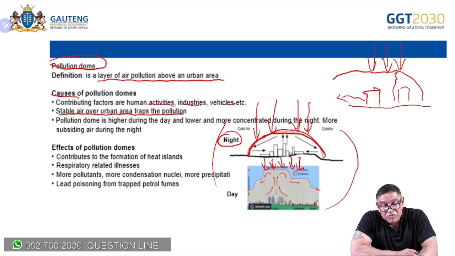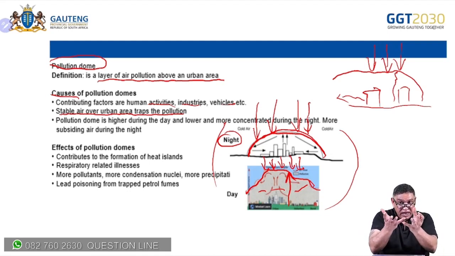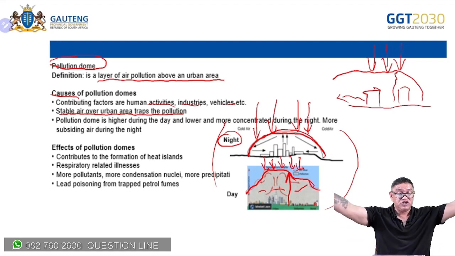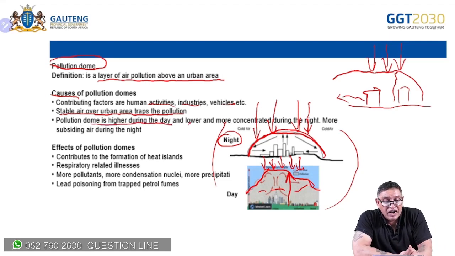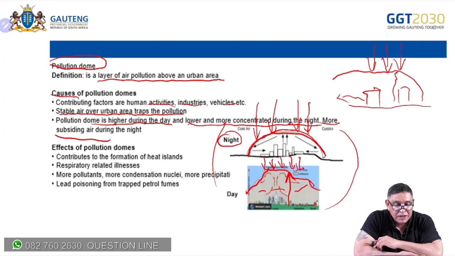Now what happens? Because the air is heated and more spread out, the pollution dome is more anvil shape and higher up, due to less subsiding air and more heated air that's coming from the interior of the urban area itself, and it's spreading out. Can you see it? So, let's look at this. The pollution dome is higher during the day and lower and more concentrated during the night, because during the night there is more subsiding air. And that's what happens there.